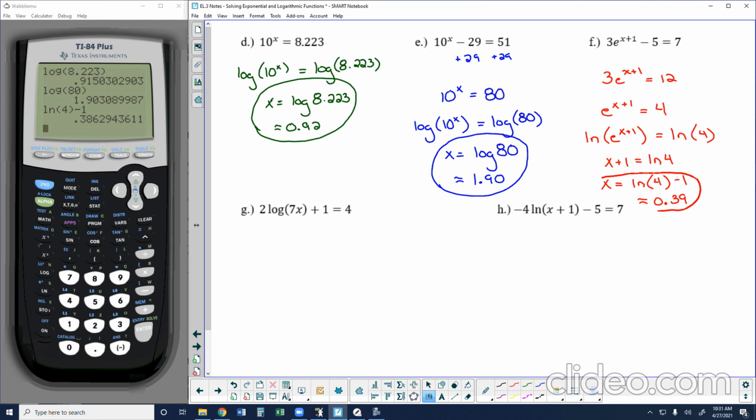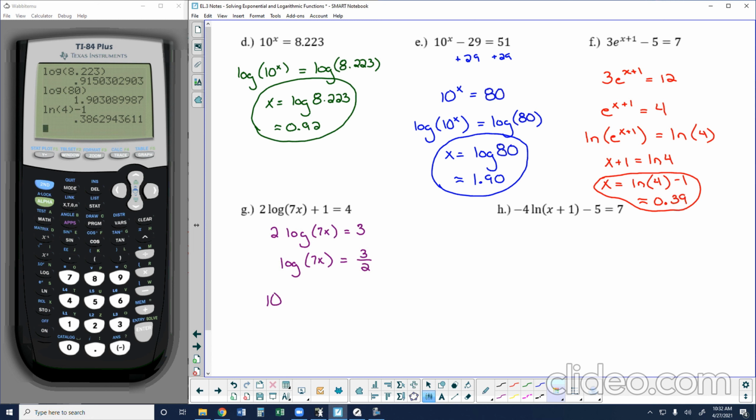Let's do one more example like this together. In this case, we see a logarithm in G. So before dealing with the logarithm, I need to get rid of the other pieces of the equation. So I'm going to subtract 1 from both sides. If I subtract 1 from both sides, I would get 2 times the logarithm of 7x, log base 10 of 7x, equal to 3. Now I need to get rid of the 2, and I can do so by dividing both sides by 2, which has isolated my logarithm at this point.